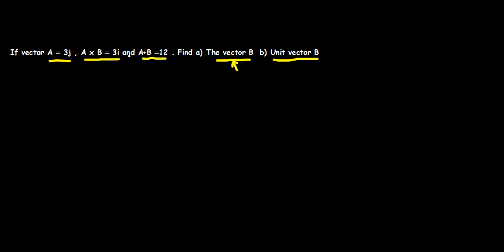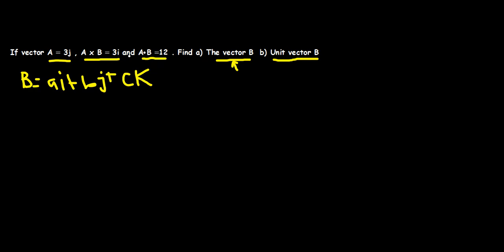Okay, we've been given what to use there. We have the cross product, which is 3i, the vector A, and A dot B, which is not a vector, that is just a scalar. So what are we going to do here? We are going to let this vector B be some vector given by ai plus bj plus ck.